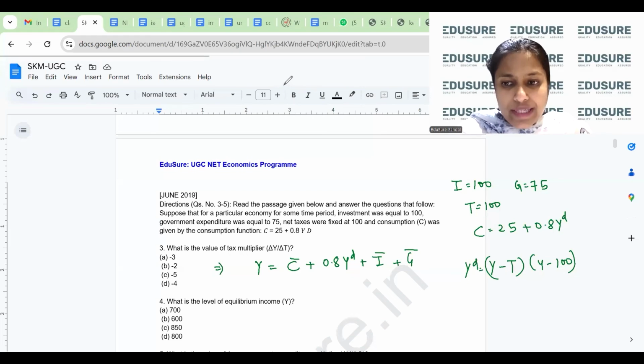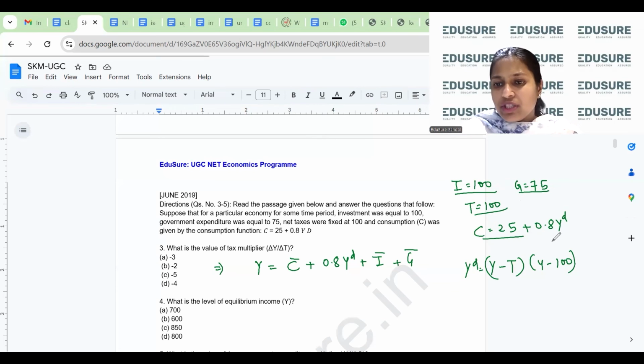Next question is June 2019. So June 2019, we have some data given. I is 100, G is 75, tax is 100. Consumption is C is equal to 25 plus 0.5 YD. What is YD? YD is Y minus T, which is equal to Y minus 100.